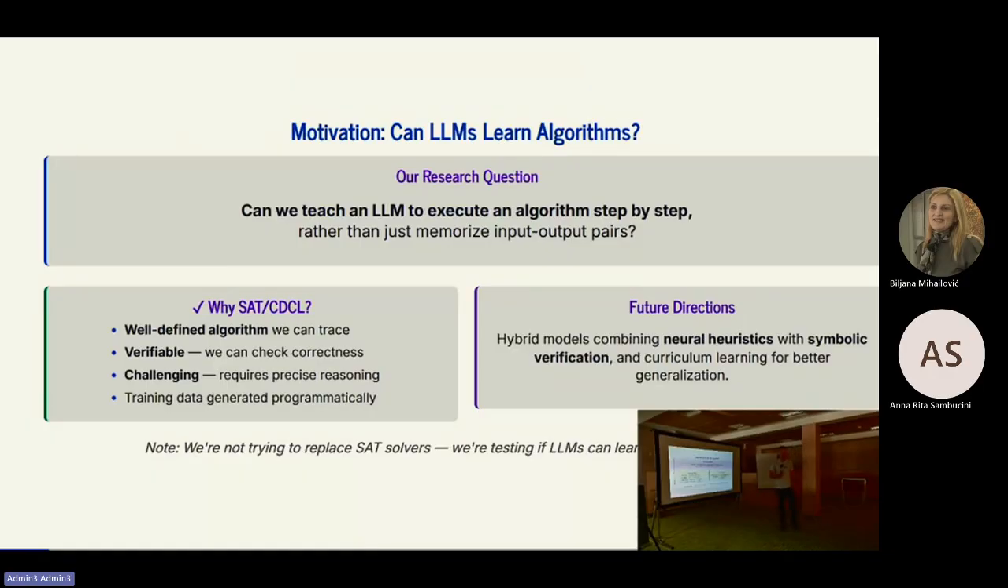Our research question is, can we train large language models to execute an algorithm step by step? So we don't want them to memorize only the input and output pairs, but we want them to predict the next token, and we would like to see if it is possible. For this problem, we choose SAT, because it is a well-defined problem, and we can very easily check or verify if it is correct.